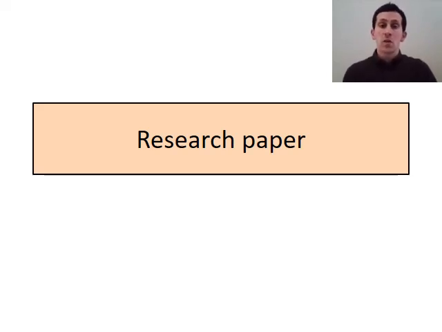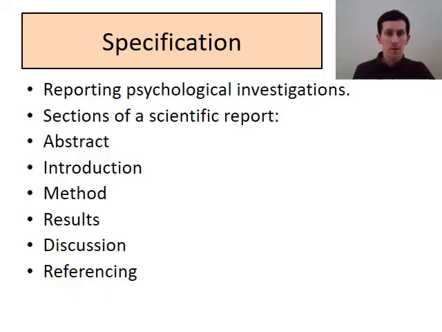This video is going to look at a research paper and what a paper in a psychological journal would actually look like. So if we look at the specification, you've got to know how to report psychological investigations. You've got to know about specific sections of a scientific report. So you've got to know what an abstract is, what the introduction would include, the methodology, the results section, the discussion section, and also what the referencing section would look like. So you've got to know these particular parts in order, because any of them could come up as a short question.